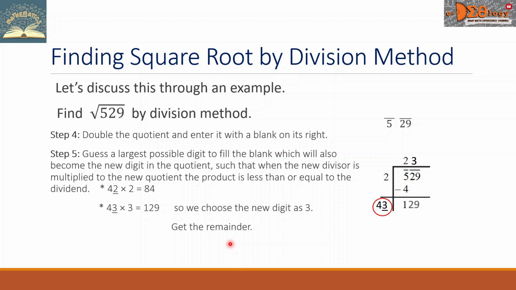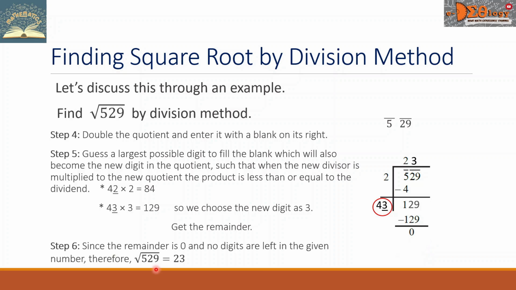Then we get the remainder. That means this 129 here, we subtract by this new dividend and we get 0. And step 6, since the remainder is 0 and no digits are left in the given number, therefore we stop. Then we conclude that the square root of 529 equals 23.